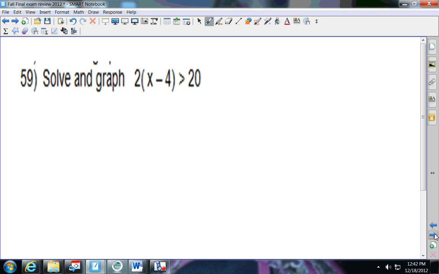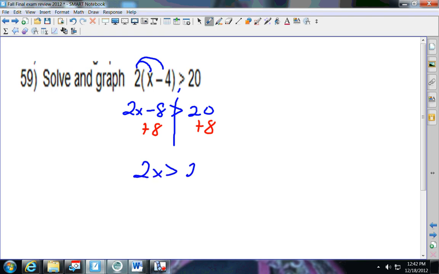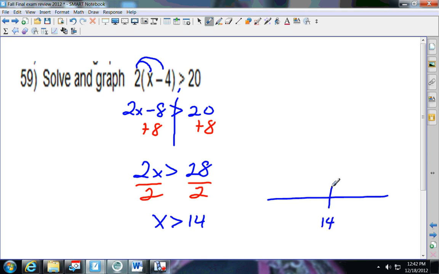The next one, we'll do the same thing. I'm going to do the distributive property. So I have 2x minus 8 greater than 20. I'm going to add 8 to each side. I get 2x is greater than 28. I will divide by 2. X is greater than 14. So now when I graph it, I will use an open circle at 14. It's greater than, so I shade to the right.